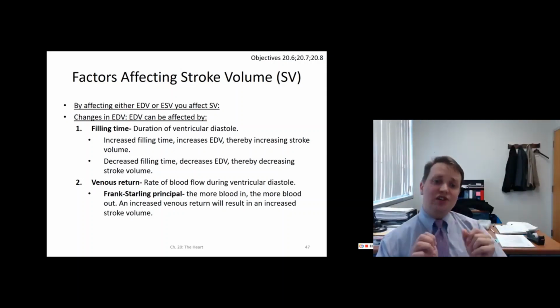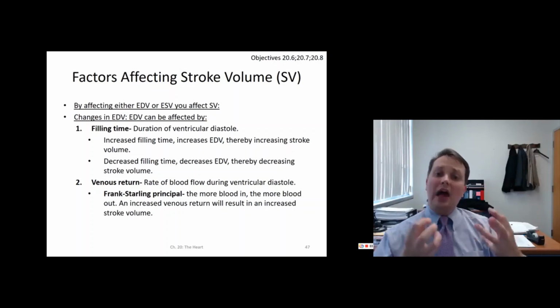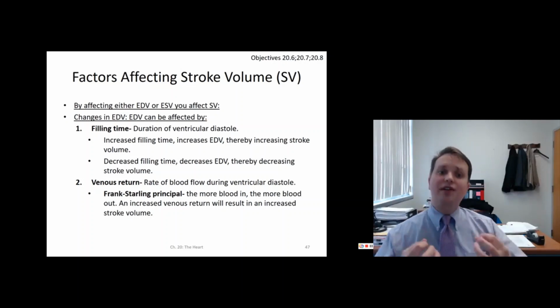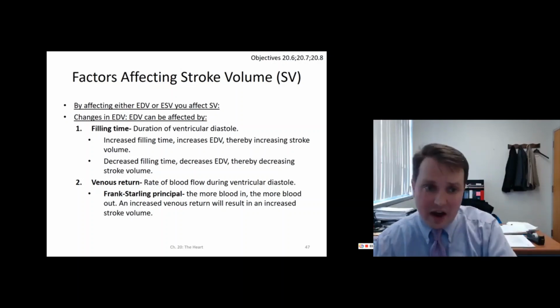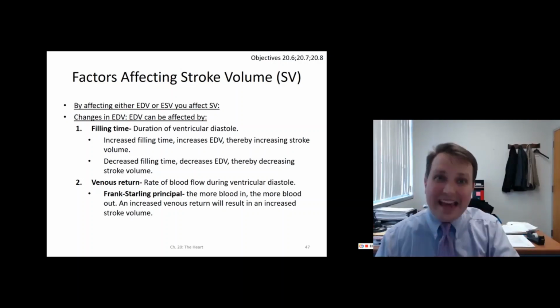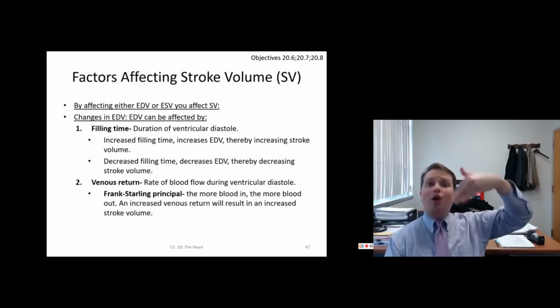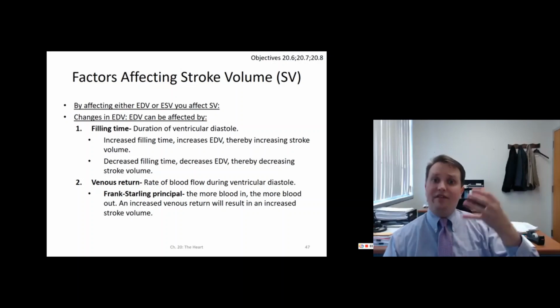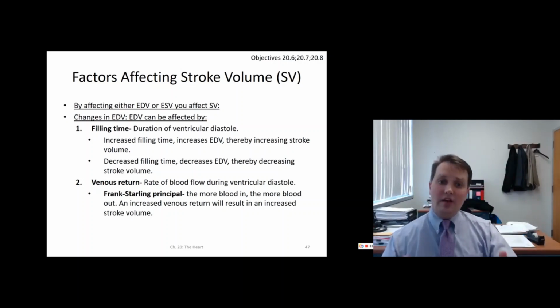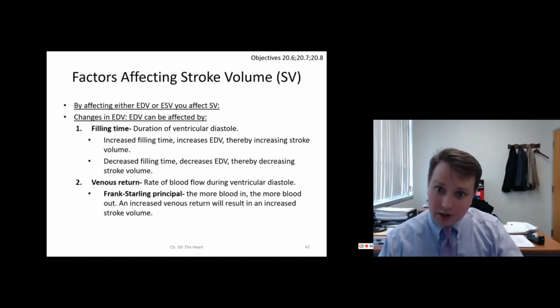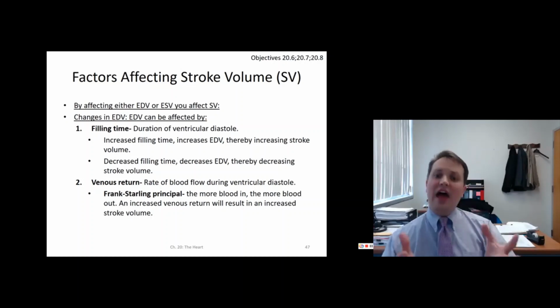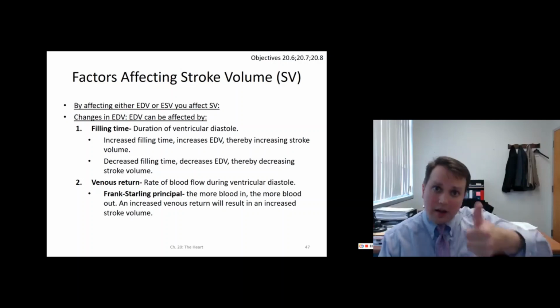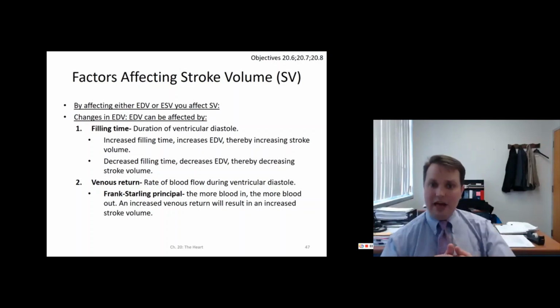So how long we allow the ventricles to fill up with blood determines how much blood will be there. So we're looking at factors that affect EDV. If you allow more time for the ventricle to fill with blood, increase filling time, you will now have more opportunity to have a higher EDV. It is like holding the bucket under the spigot longer so that you get more water in your bucket. So if you increase the EDV, you increase the stroke volume with that. Okay? EDV and stroke volume go in the same directions.